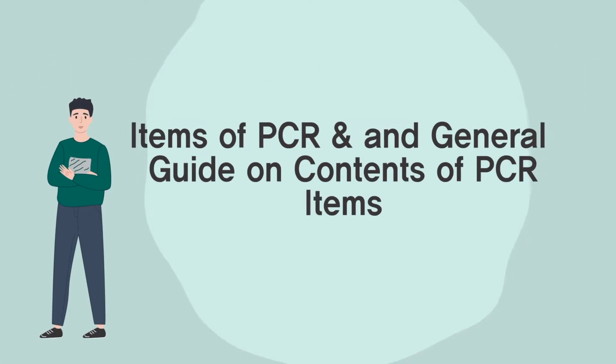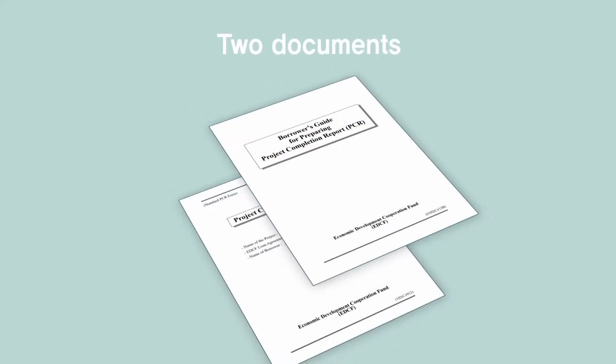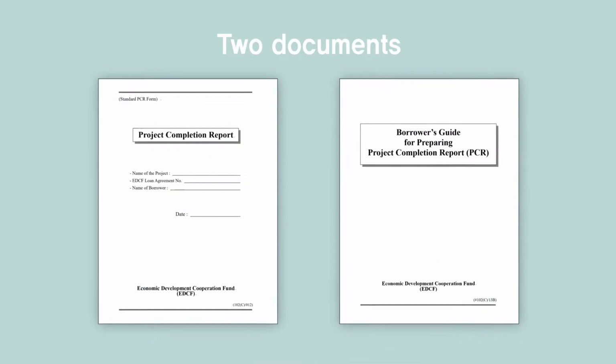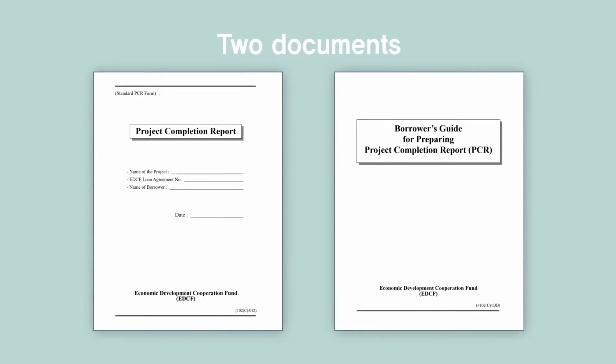Then what should be in PCR and how can it be done? You need two documents as your guide for PCR: the Project Completion Report Form and the Guide for Preparing PCR. If you need to write PCR but do not have the guideline, then ask your EDCF counterpart to provide one or listen to this lecture.